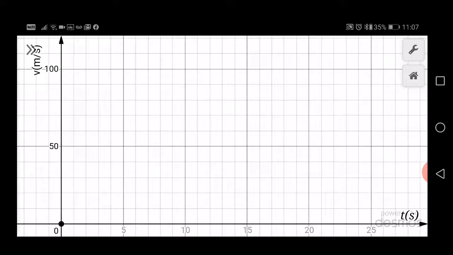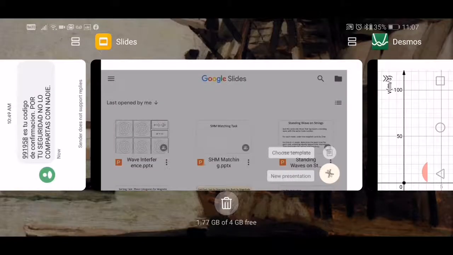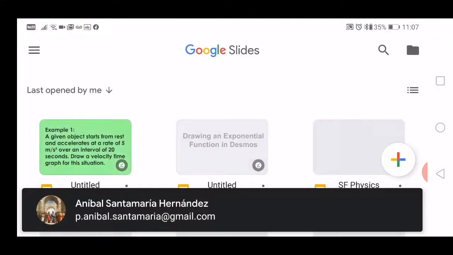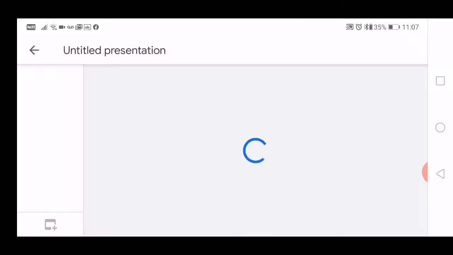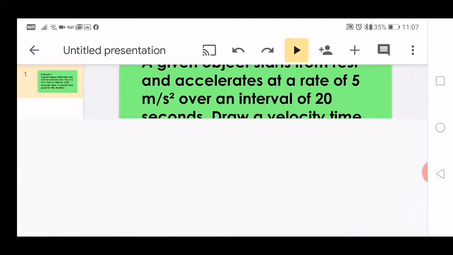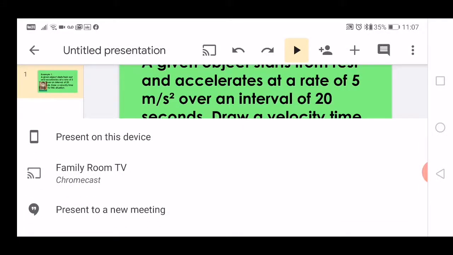Today we are going to do something a little bit different. We want to analyze the motion of an accelerating object from the graphic point of view. In order to do that, we will consider the following example. Let's look at the example carefully.